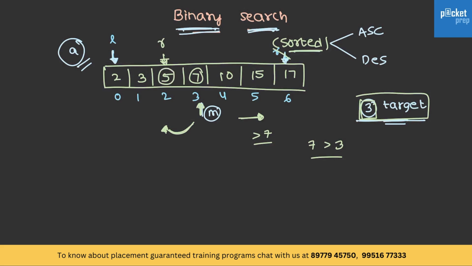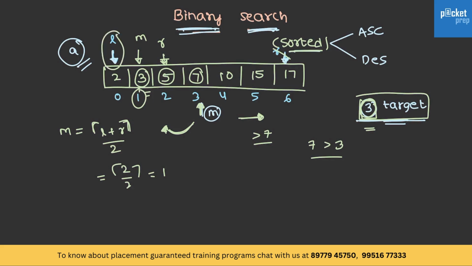Now, again I'll calculate the middle, which is left plus right by 2, taking the ceil of it. That is 2 by 2, 1 in this case. Now the middle is pointing to this element. I'll check whether the target is equal to this. Yes, the target is equal. Then I'll return its index. If the target is still not equal, if the target is greater, I'll change the left pointer to m+1, or if the target is less, then I'll change the right pointer to m-1. You might have figured out the reason why we do this.